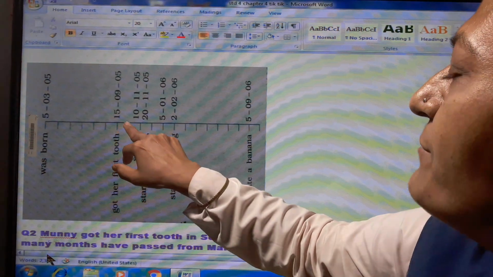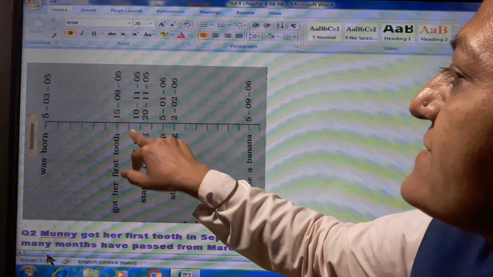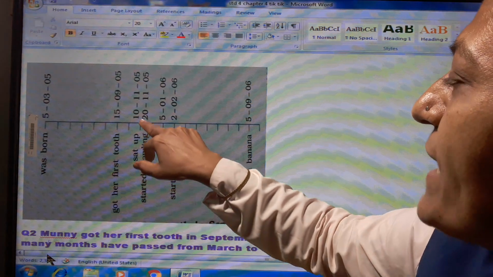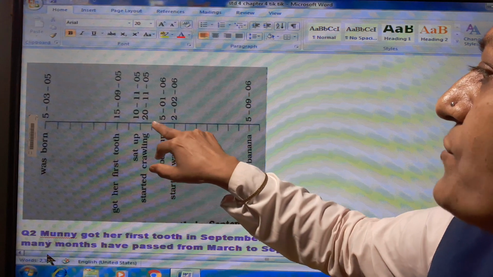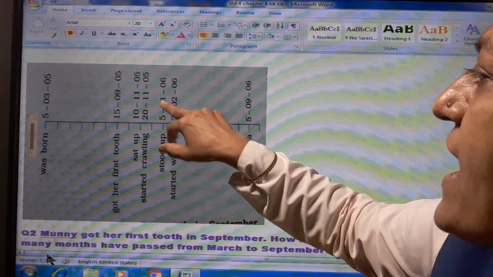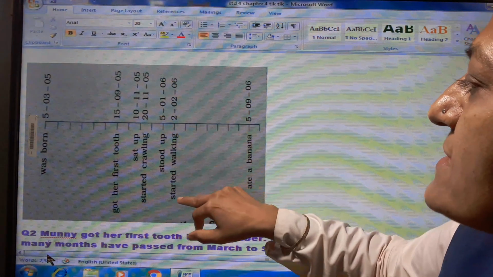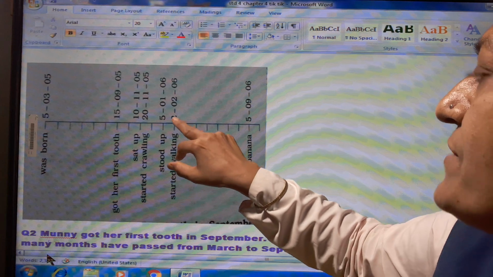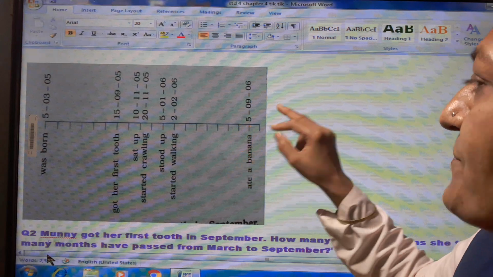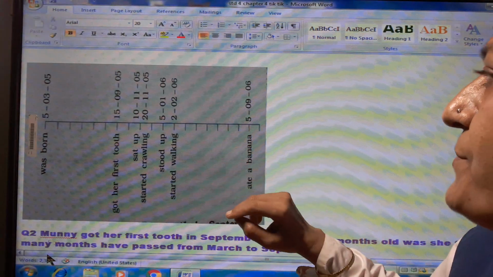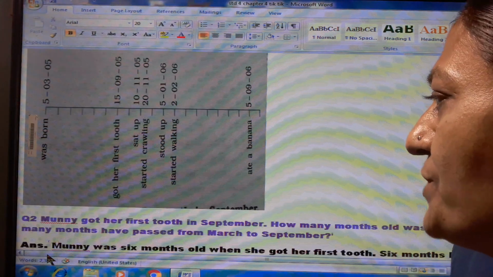Afterward, in the 10th month nothing is there, and in the 11th month, 10/11/2005, she sat up, and after 10 days, 20/11/2005, she started crawling. Afterward, in the 12th month nothing is there. In January, 5/1/2006, she stood up, and in February, 2/2/2006, she started walking. Afterward, February, March, April, May, June, July, August and in September she ate a banana. It means this is the timeline given for Munni.